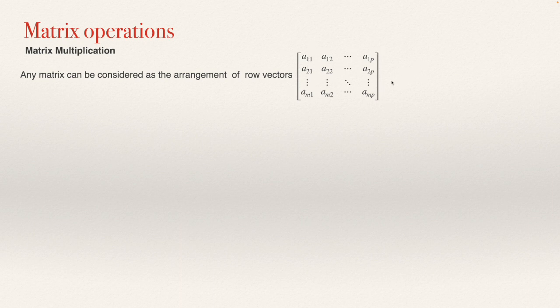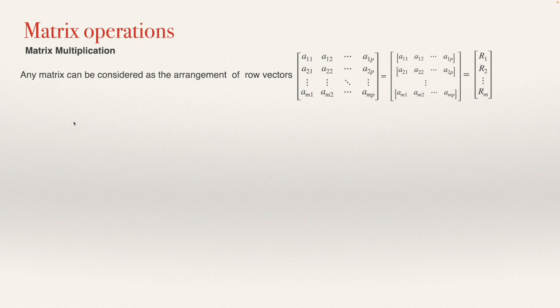This matrix can be considered as this matrix. It's like a matrix of rows. We have 1, 2, and m rows. And obviously, if that is the case, we can type it in this way: R1, R2, Rm. So this matrix is actually equivalent to this matrix. The first element is a row, the second element is a row, the last element is a row.